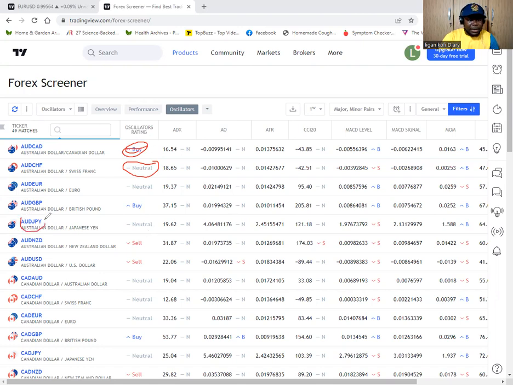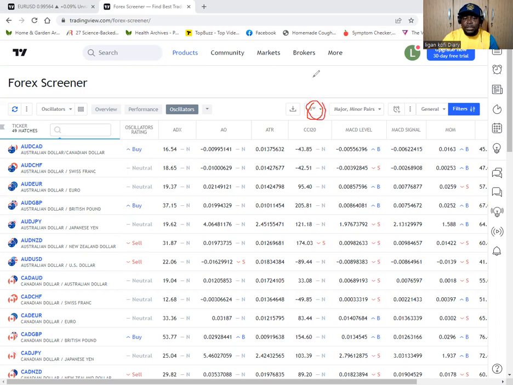AUD JPY over here is still on neutral. AUD NZD is on sell. AUD USD is on sell. But before I go there, let me say this: the time frame you are using to analyze this must not be forgotten. So what time frame is this 10 oscillators giving us these results on? It is on the weekly. If you come here, this is the 1W, which is the weekly.